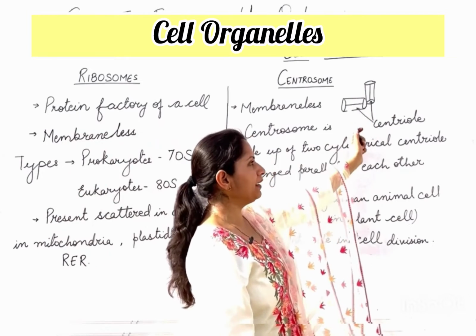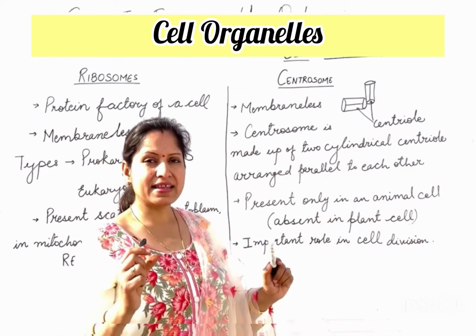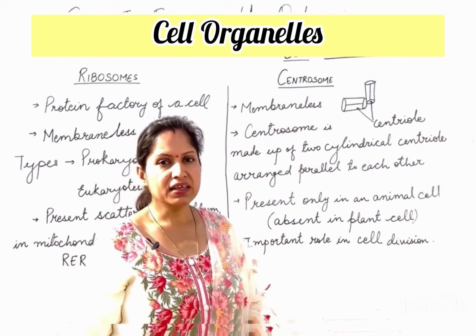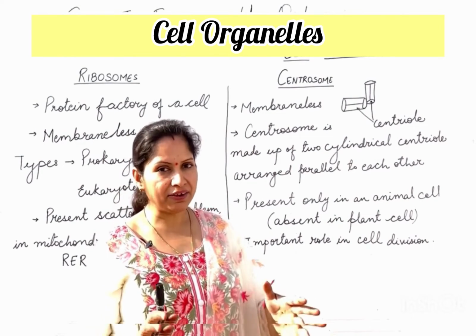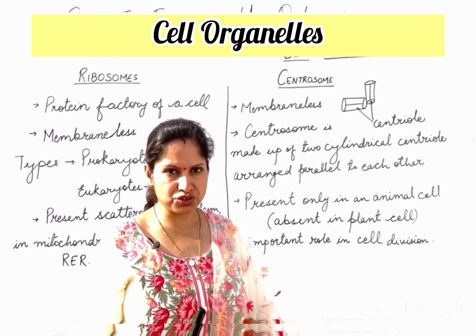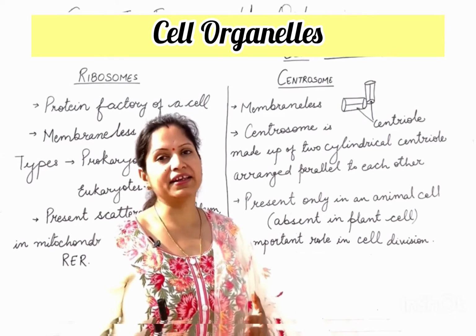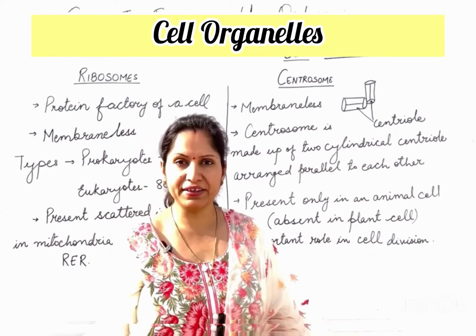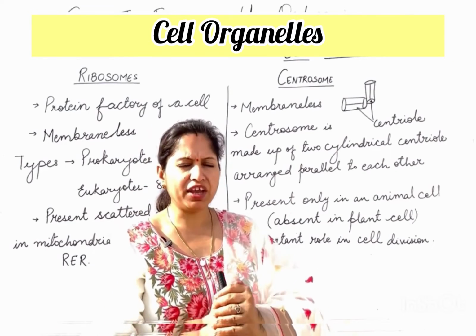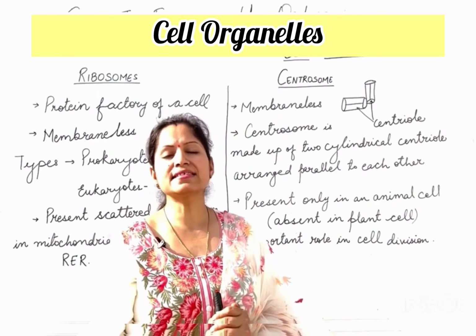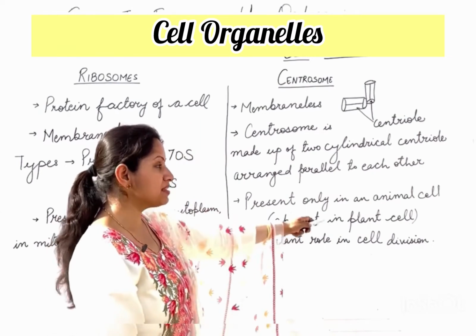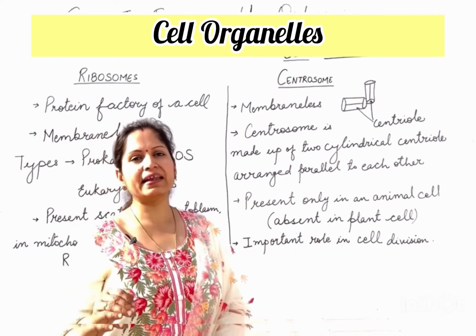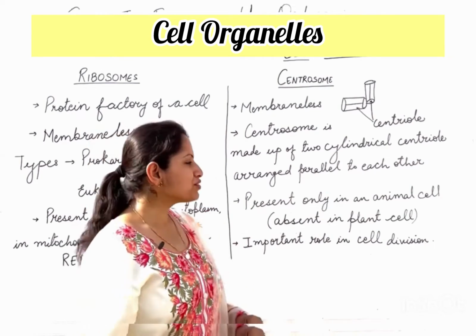Centrosome is made up of two perpendicular structures that are cylindrical in shape, and that is known as centriole. These centrioles separate from each other at the time of cell division, and they go to opposite parts of a cell during the cell division. They play a very important role in cell division in case of animal cell. The centrosome is present only in an animal cell and absent in plant cell.